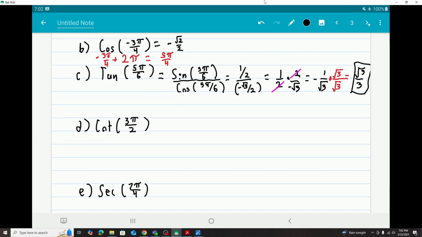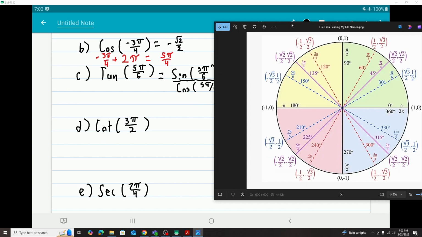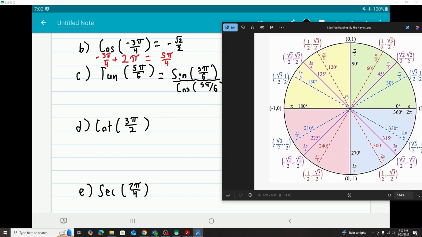Okay, so now 2 more. Cotangent of 3 pi over 2. So the idea is similar. We go to 3 pi over 2 down here. Cotangent, we have to remember, is cosine of 3 pi over 2 over sine of 3 pi over 2. I know this is probably behind the picture, but I'm going to move it in just a second.